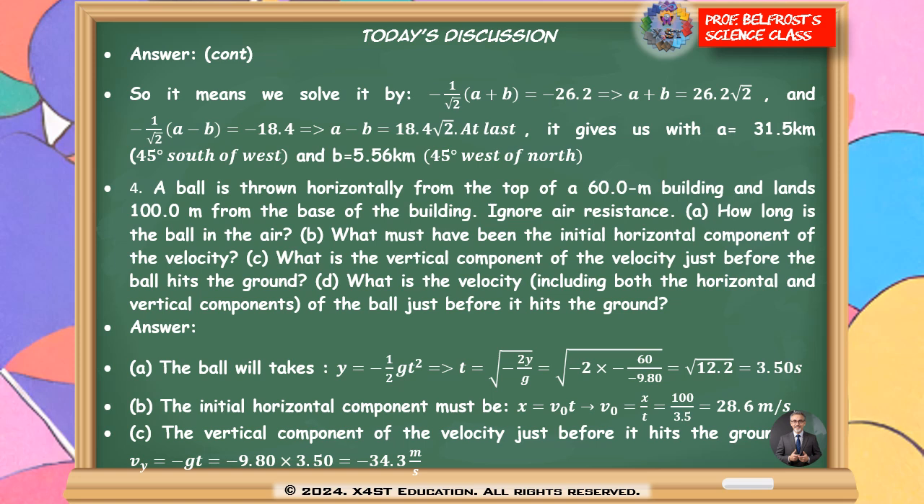So yeah, you just make use of the formula that you have learned so far, and you get t equals square root of minus 2y by g, and it's about 3.5 seconds. For part B, it's very easy because you know the formula too, that you can rearrange it to get v0 equals x by t, and it's about 28.6 meters per second. For the vertical component of velocity before it hits the ground, because at first its initial velocity of the y component is actually 0, then it's simply minus gt, and it will give us about minus 34.3 meters per second.